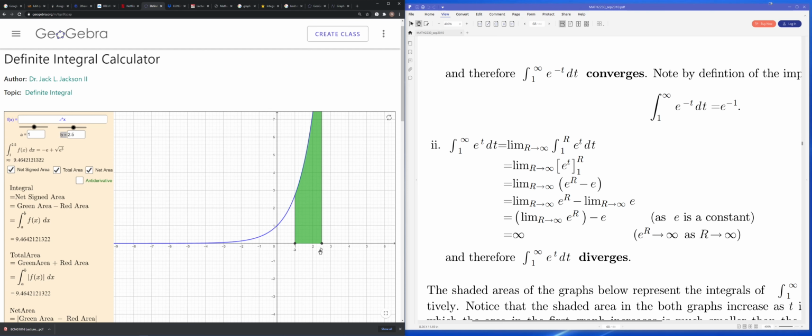So as I increase this limit, this area is just going to keep increasing. And that should give you an idea that if the area keeps increasing as the big R increases, intuitively what that is saying is that this limit is just going to keep increasing, and it will head towards infinity. So that is a geometrical interpretation of this limiting process.